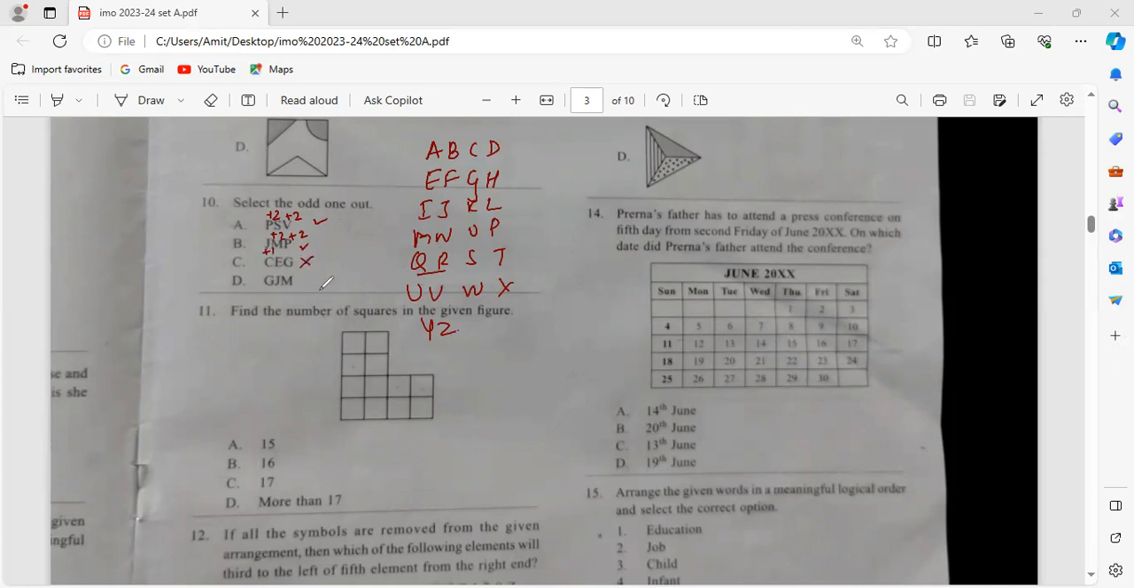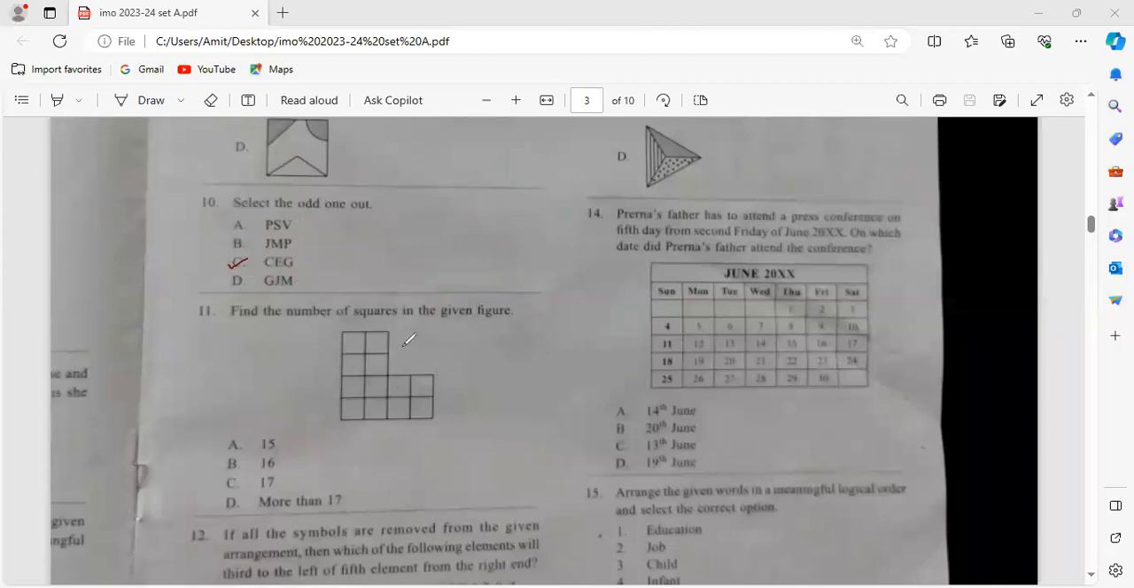So this is the wrong option. If you try for G, H, I is J, +2, K and L is +2, M. So only this one is the odd one out. So my correct answer for this is option number C. That's the odd one out.